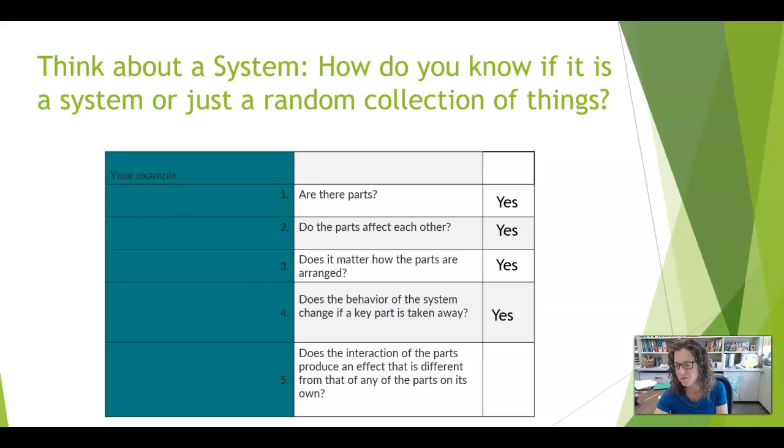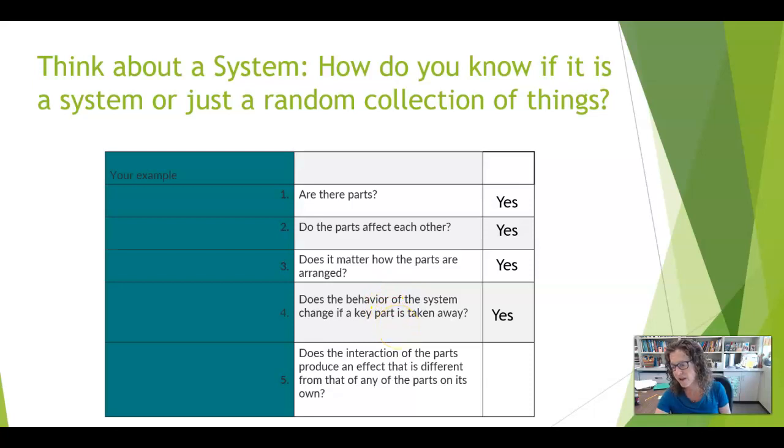If we remove one item of laundry from our pile, we're still looking at a pile of laundry, maybe slightly smaller, but still a pile of laundry. If we remove a player from a football team, or if we remove a referee, or if we change the rules, we're no longer looking at the same game. And so the behavior of the system is going to change if a key part is taken away.